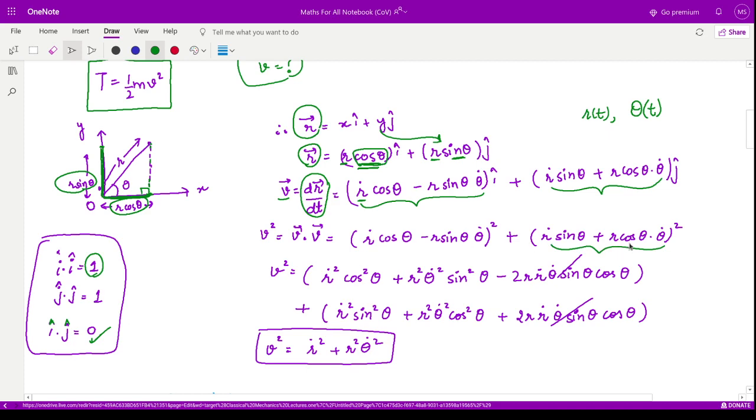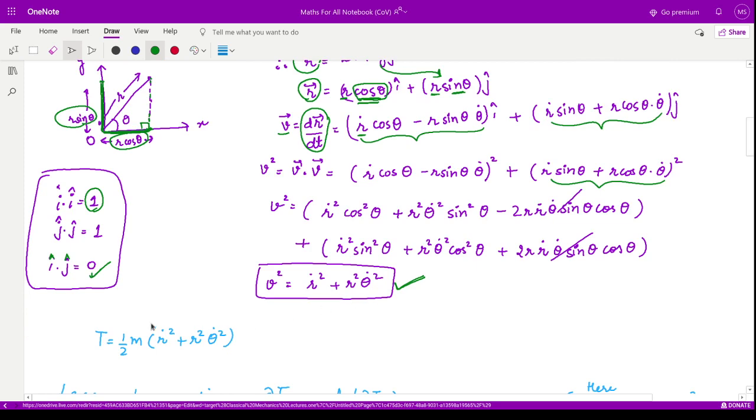When you evaluate and solve this out, you will only be left with v square as r dot square plus r square theta dot square. So this is the expression for v square. Now as we have v square, therefore we can evaluate T. Our T was half m v square, therefore substituting the value of v over here as this one, we have T as this. The next step would be to calculate the potential energy.